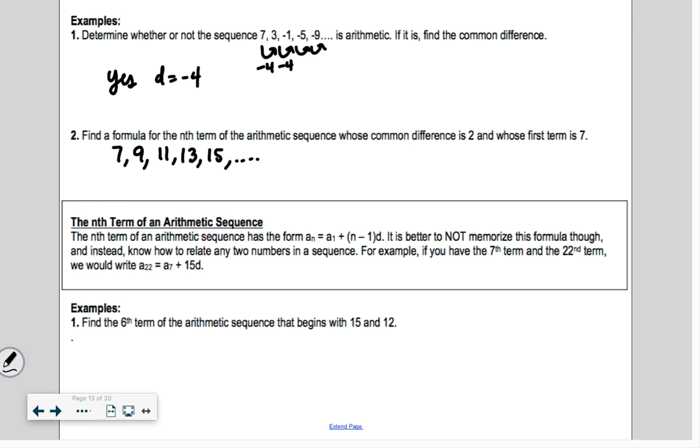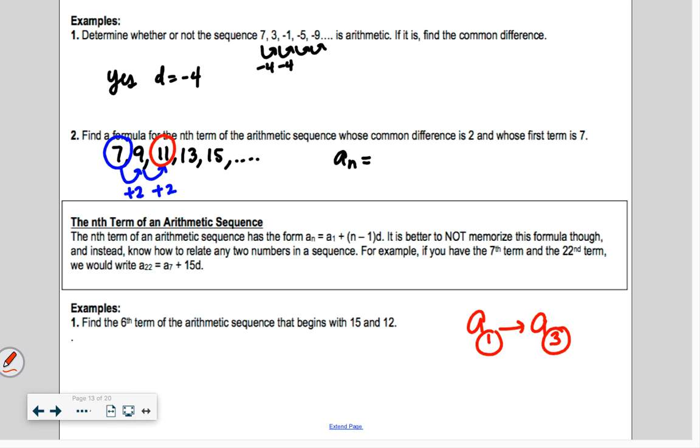Okay, so if I want the nth term, I think about where I start, and then each time I'm adding 2. So for instance, if I want to get to the third term, how many times did I add 2? Twice, right? In other words, I'm going from the first term to the third term. Do you see these numbers? 1 to 3. I have to add 2 swoops to get there.